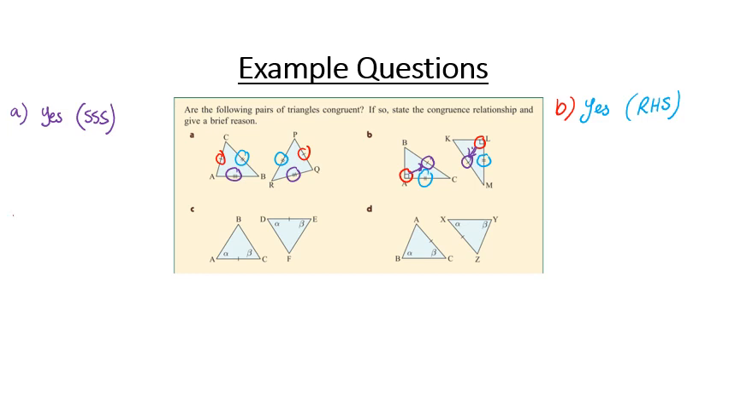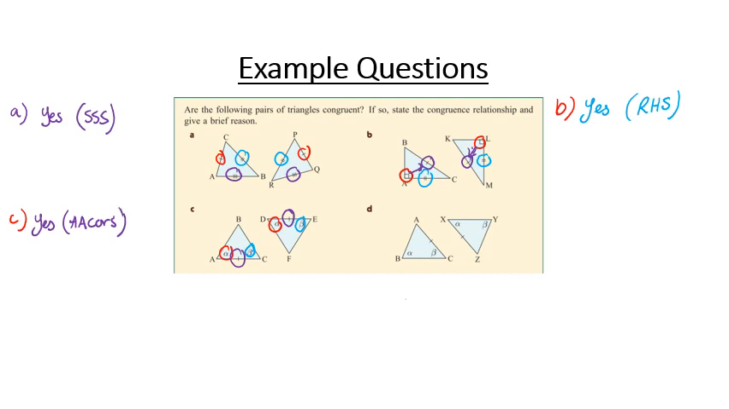For question C, we can see that one triangle has an angle of alpha, and so does the other triangle. One triangle has an angle of beta, and so does the other triangle. And the line that connects the alpha and beta angles has a length of 1 dash, and so does the other triangle. So we can say yes, and the reason is angle, angle, corresponding side. I'll see if I can write that a little bit neater. Angle, angle, corresponding side.